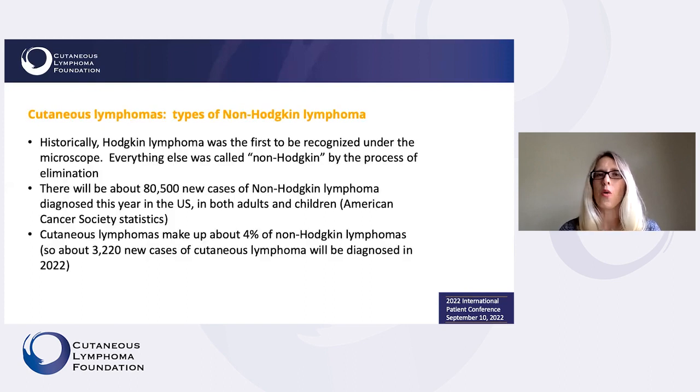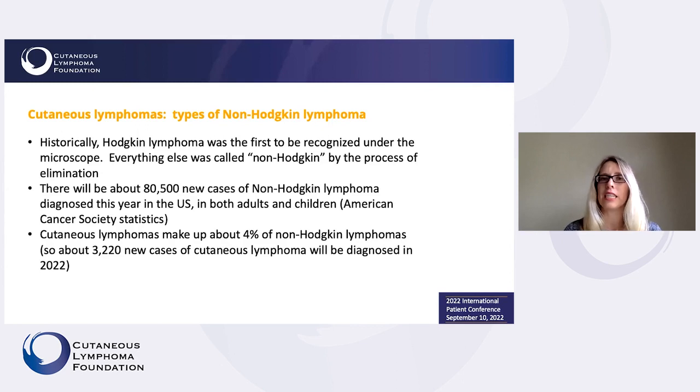So one note about Hodgkin's lymphoma. Historically, Hodgkin lymphoma was the first type of lymphoma that was recognized by doctors when they were looking at tissue under the microscope. And so anything that was not a Hodgkin's lymphoma was labeled as non-Hodgkin's lymphoma. So virtually all cutaneous lymphomas are a form of non-Hodgkin lymphoma.